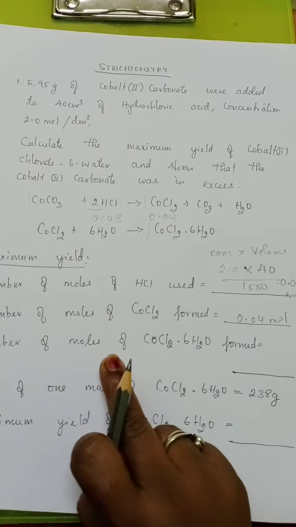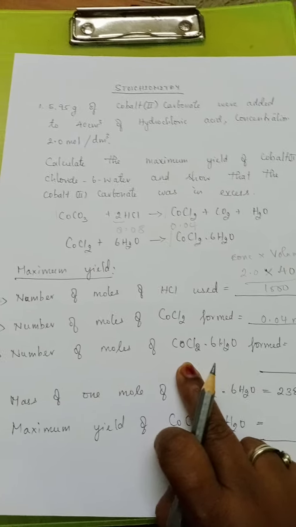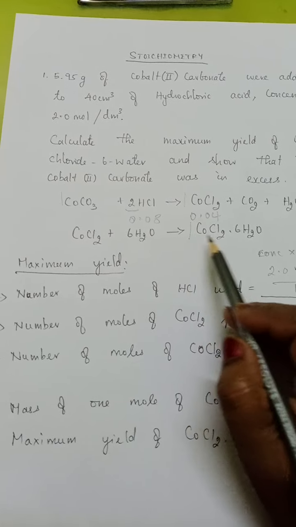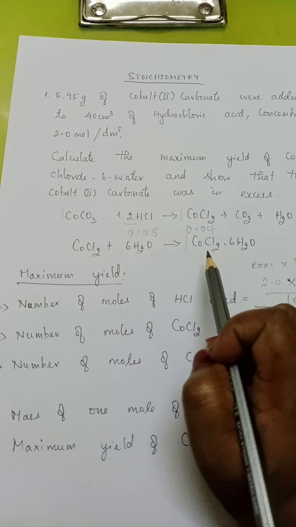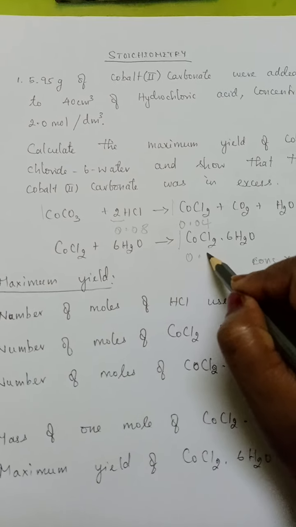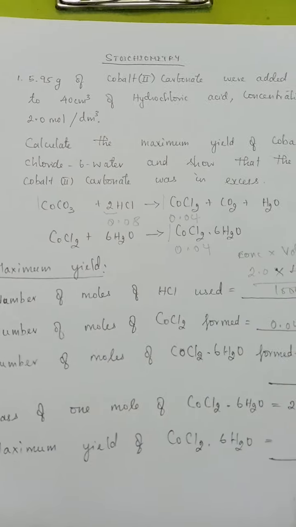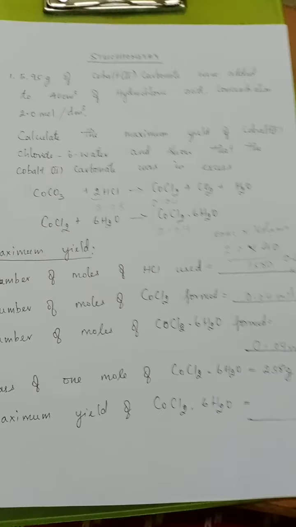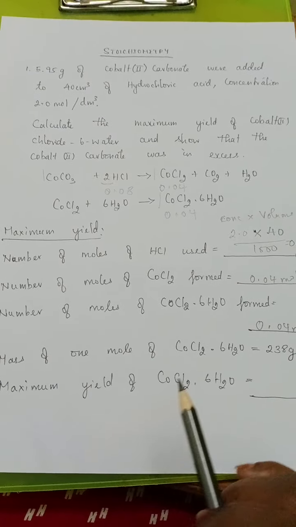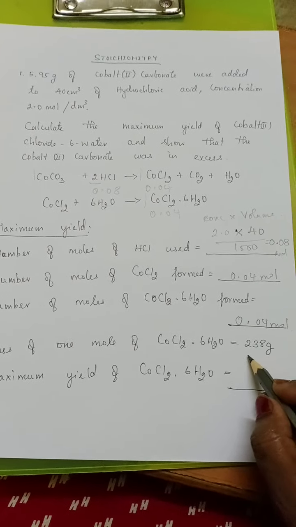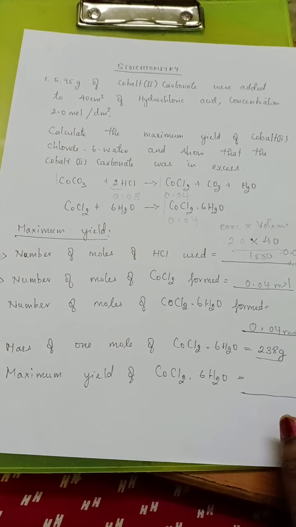Now, number of moles of hydrated cobalt chloride formed. Again, according to the equation, this is 1 mole of hydrated cobalt chloride and 2 mole of HCl. So this is also 0.04. Got it? So this is also 0.04 moles. Got it? Now, the mass of 1 mole of hydrated cobalt chloride is 238 gram. So the molar mass is given here.